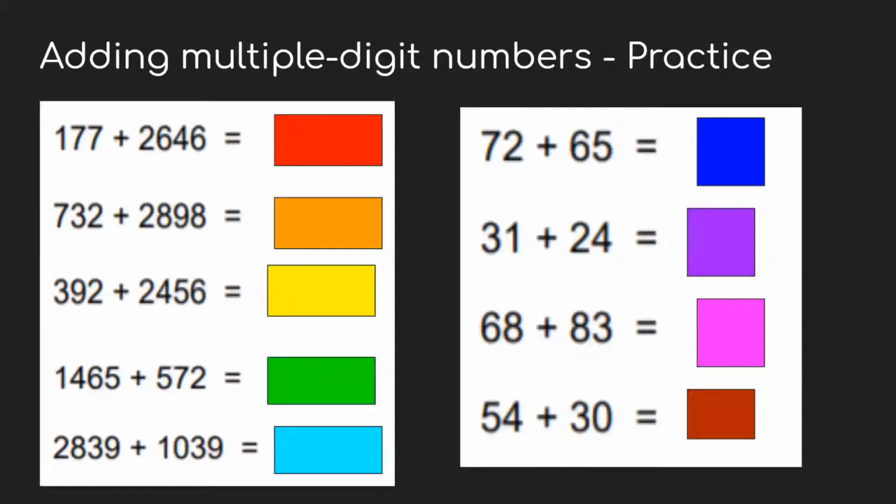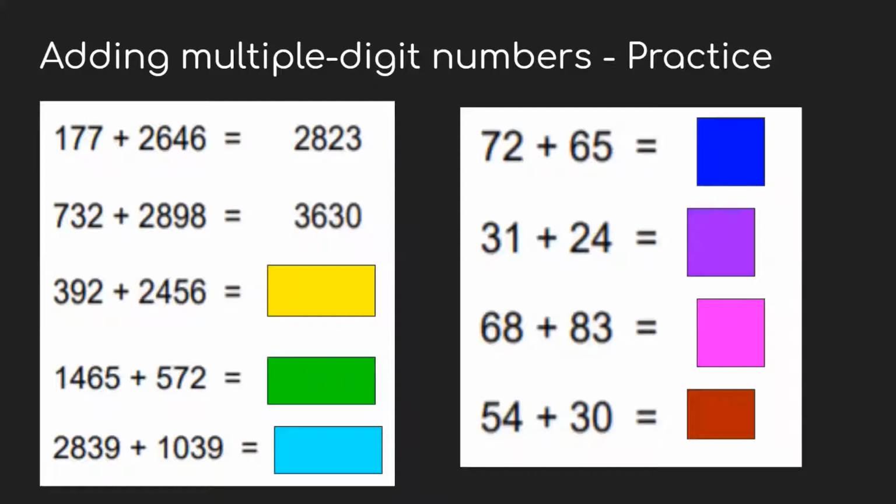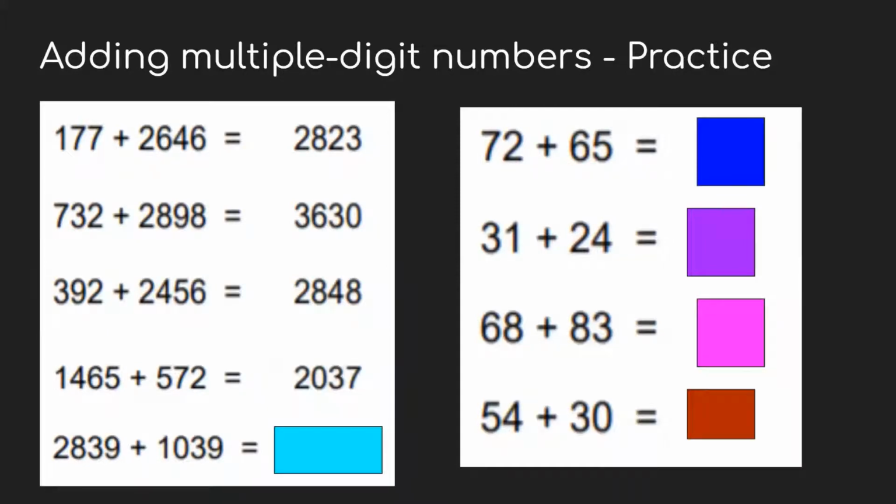All right, so we'll start from the left, the red. So 177 plus 2,646 is equal to 2,823. 732 plus 2,898 is equal to 3,630. 392 plus 2,456 is equal to 2,848. 1,465 plus 572 is equal to 2,037. 2,893 plus 1,039 is equal to 3,878.